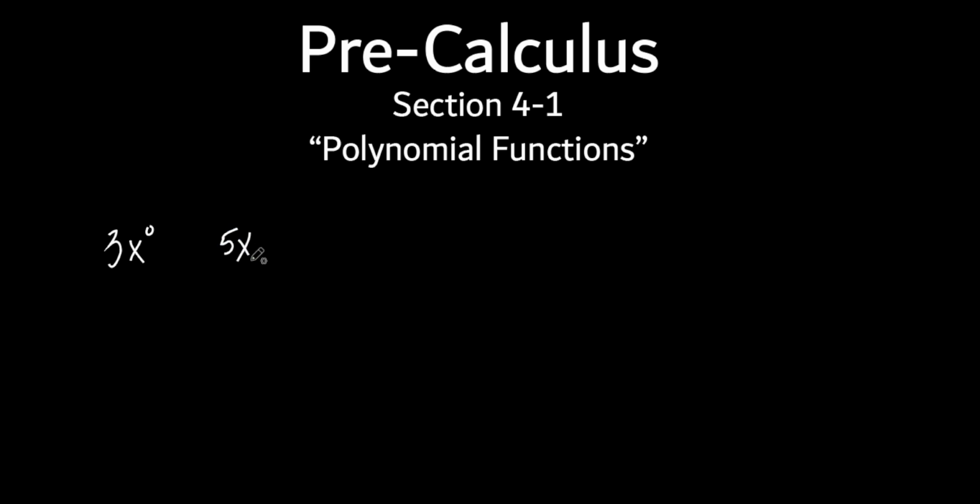Like 5x would be a polynomial. If you had 3x squared y to the 5th. Now, these all just have one term. So specifically, it would be a monomial.